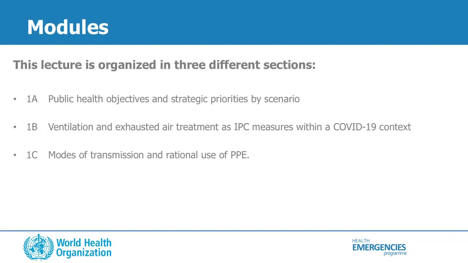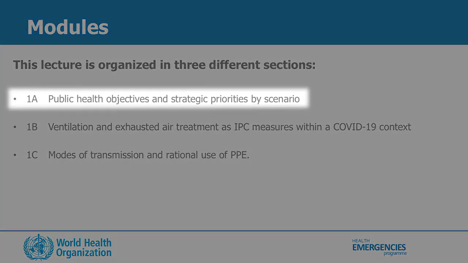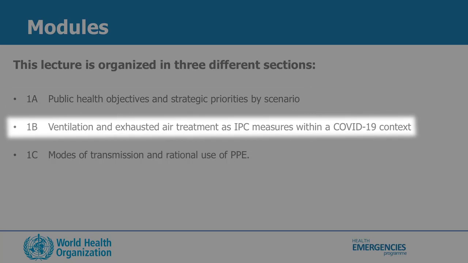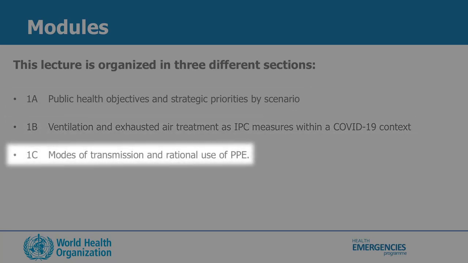The module is organized in 3 different sections. First is public health objective and strategic priority by scenario, then ventilation and exhausted air treatment as IPC measure, and mode of transmission and rational use of PPE.